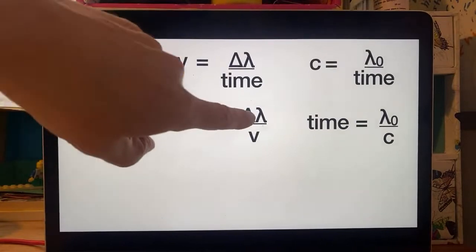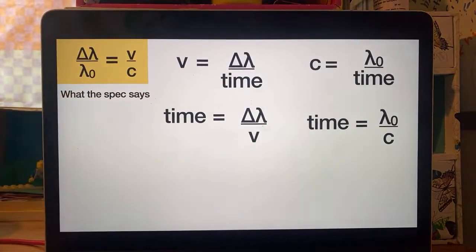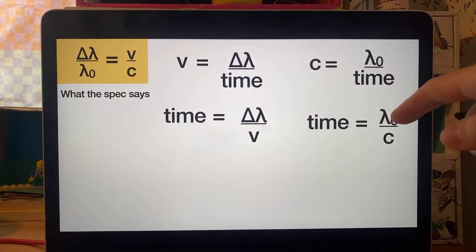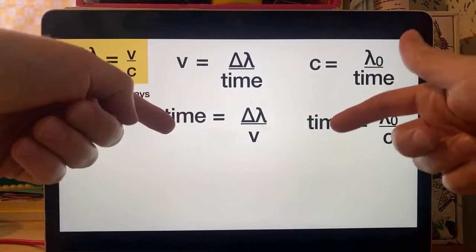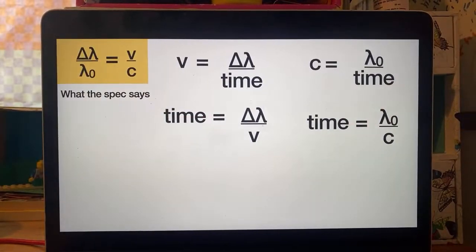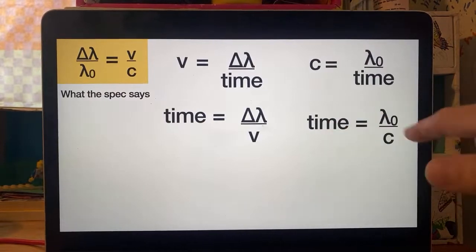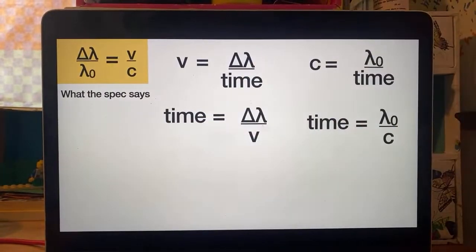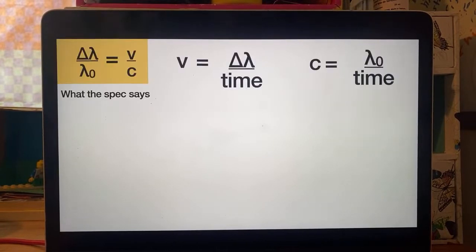We've got time equals changing wavelength divided by the speed that the galaxy is travelling away. And we've got time equals the original wavelength divided by the speed of light. Is that okay? I've just rearranged those equations so they both say time equals. Now what can we do? Well, if time equals that and time also equals that, they must equal each other, right? So we can just get rid of the times and put those two things together.